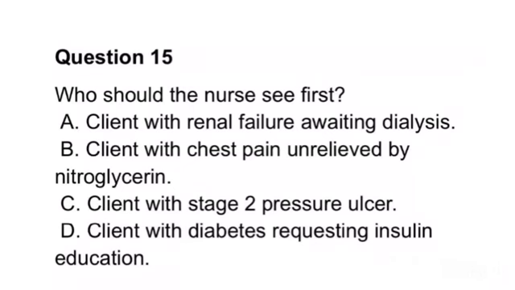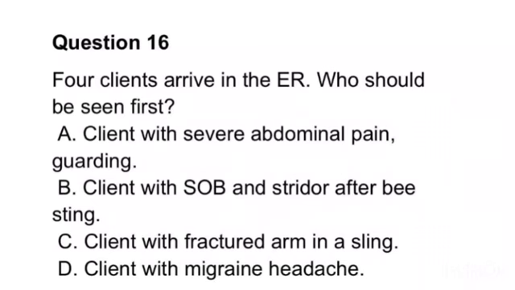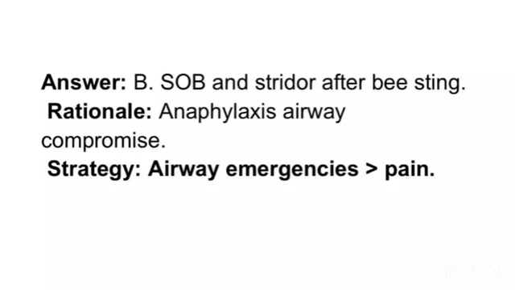Question 16. Four clients arrive in the ER. Who should be seen first? A. Client with severe abdominal pain, guarding. B. Client with SOB and stridor after bee sting. C. Client with fractured arm in a sling. D. Client with migraine headache. Answer: B. SOB and stridor after bee sting. Rationale: anaphylaxis, airway compromise. Strategy: airway emergencies over pain.